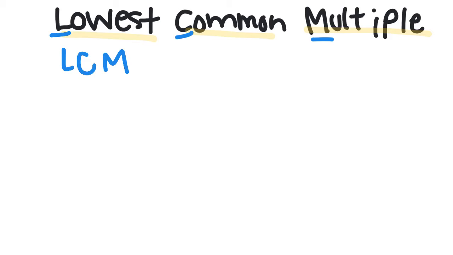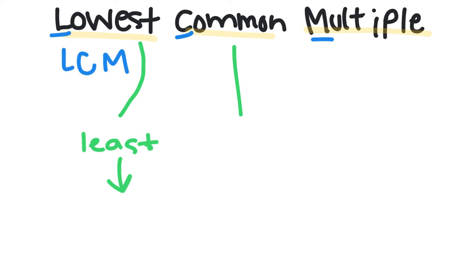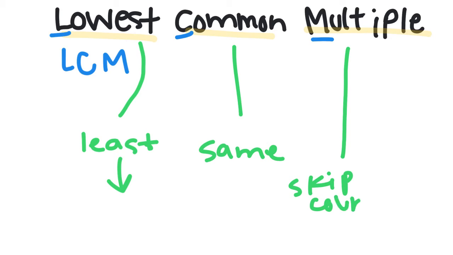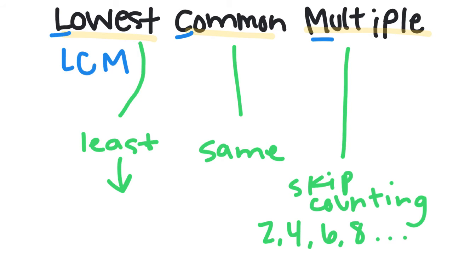So we know that lowest means the least, the smallest number. We know that common means same. So for example, if you and me both like blue, then we have a favorite color in common. And then we learned the other day that a multiple is basically when you are skip counting, right? So for example, the multiples of 2 would be 2, 4, 6, 8, and so on.